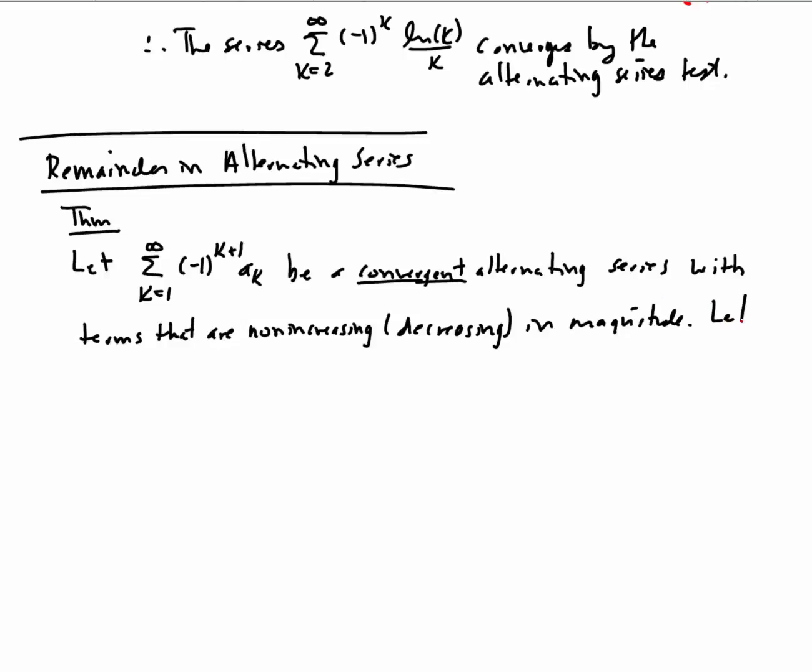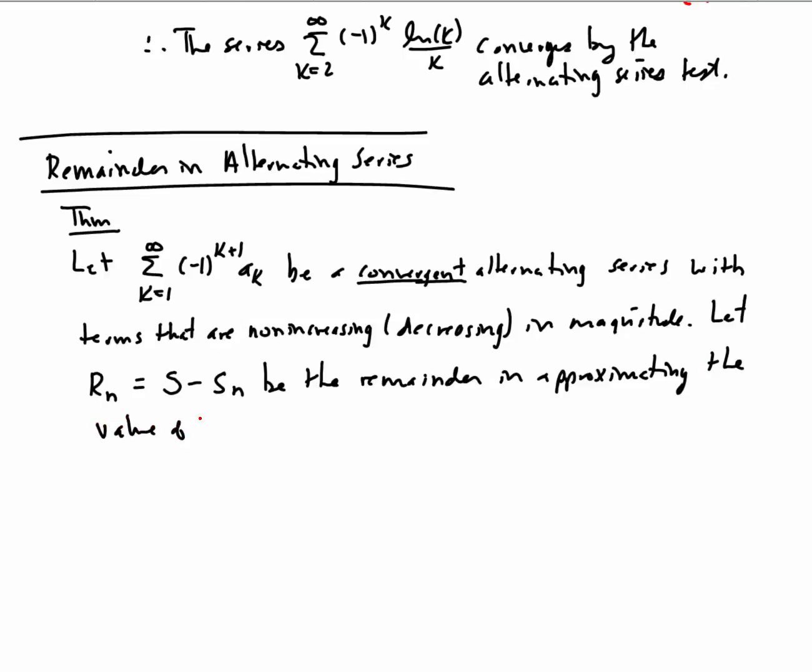So what we're going to do is we're going to let the remainder of the nth term, so r sub n means the remainder of the nth term, is equal to the series total, meaning what the series is converging to, minus the partial sum of the nth term. So this would be the remainder that we would use when approximating the value of that series by the sum of its first m terms.